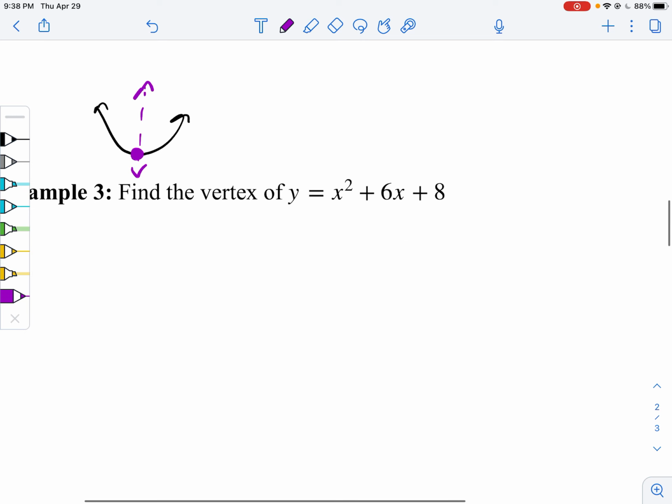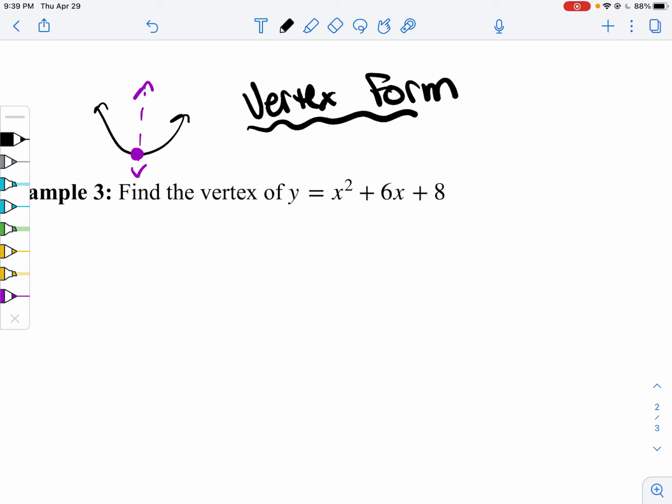So vertex form, make sure you write this down. This is very important. Vertex form of a parabola is when you write it in y equals something squared plus something. And inside you have x minus h. Check out that minus. That's very important.